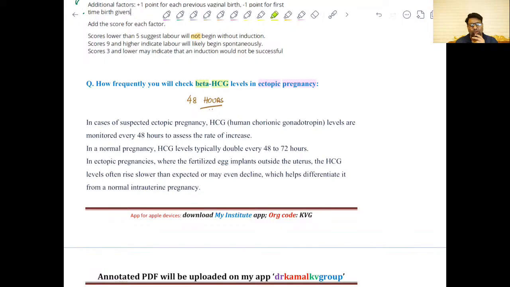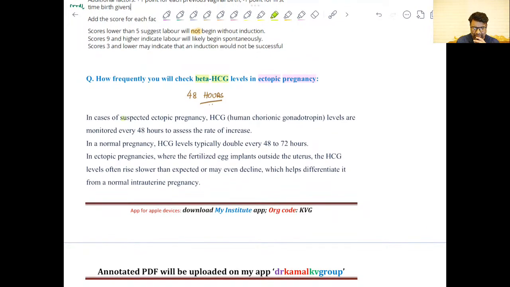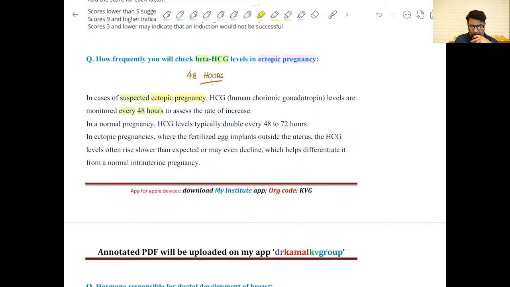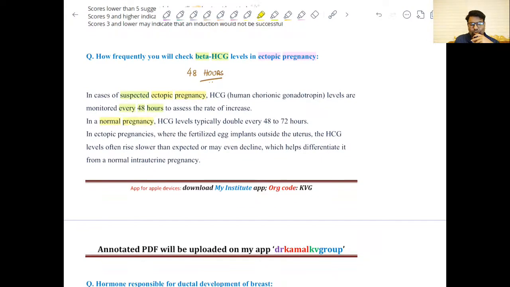If we go back to the concept, whenever we are suspecting a case of ectopic pregnancy, where there is implantation of the fetus outside the uterus, in such cases we have to check the levels of human chorionic gonadotropin every 48 hours, right? And we will see whether the level is increasing or not. In a normal pregnancy, we know that the doubling time is 48 hours. So the HCG levels double every 48 hours.